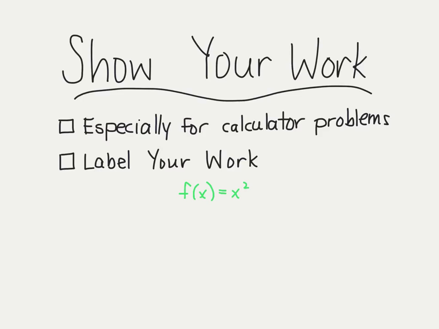For example, let's say that they give you f of x equals x squared and they ask you to find the derivative. What I often see on tests is this. That's all, just 2x. Now, 2x, what is that? What does that represent? You need to show that this represents the derivative of f of x. So make sure that you're including that label there.